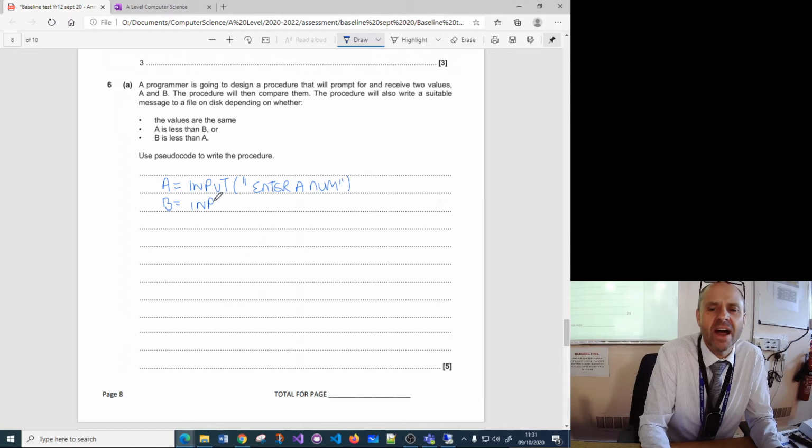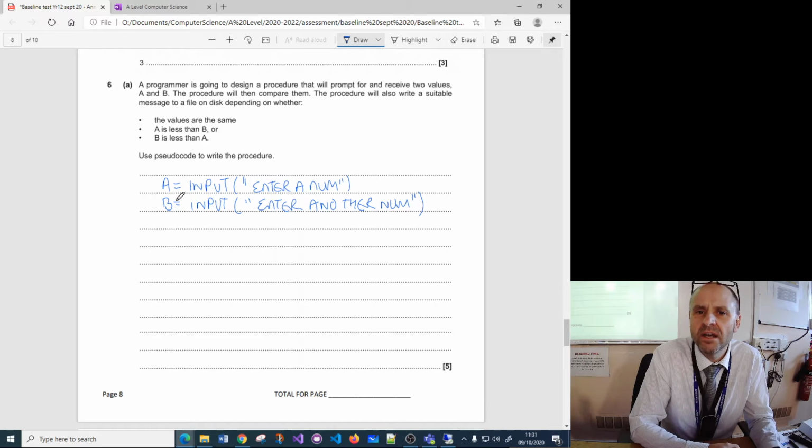So if you're ever asked to get user input, you're going to say, enter another number. You're going to do that. You're showing the example that you understand assignment operations. Okay? Right, and then he's going to compare the two numbers.